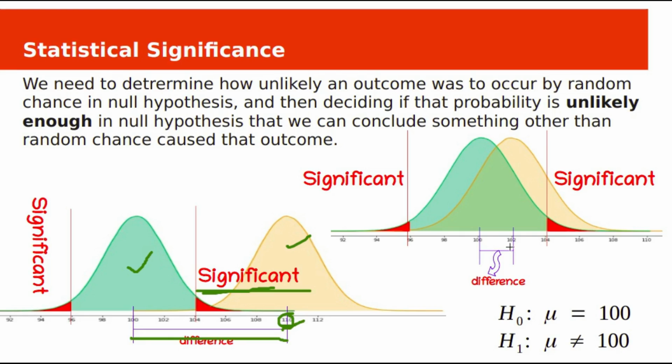If we take the other case, where the test group mean is 101 or 102, the difference from the null hypothesis mean is small, so this value is not significant in favor of this alternate hypothesis. If you take the probability of observing this value within this null hypothesis, this probability will be higher because it is close to this mean. So if the probability is higher, the results are not significant in favor of this alternate hypothesis.